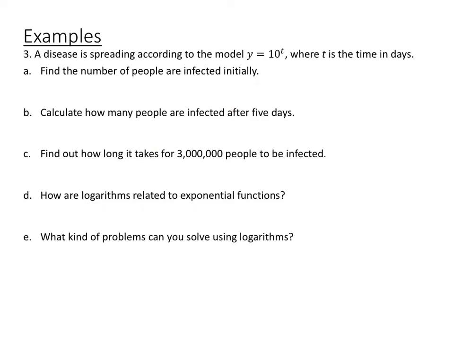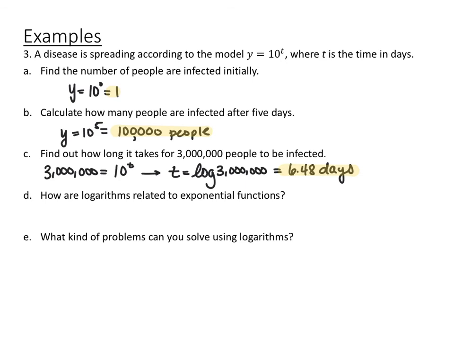In this next example, it says that a disease is spreading according to the model y equals 10 to the t, where t is time in days. We want to find the number of people that are infected initially, so our initial value, calculate how many people are infected after 5 days, and find how long it takes for 3 million people to be infected. For part C, I want us to use logarithms to help us. So go ahead and pause the video and try parts A through C.